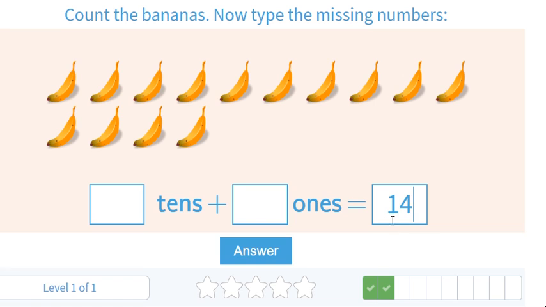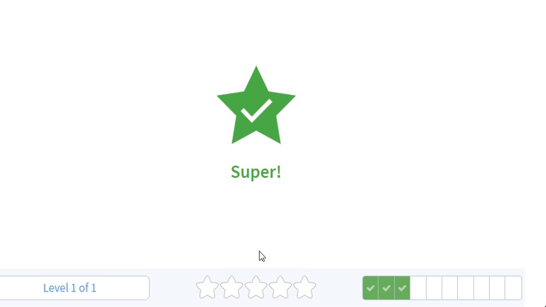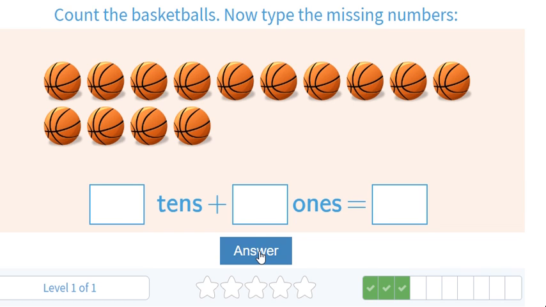So let's take a look here at our number 14. The number 14 is a teen number, and it has one group of 10s and 4 1s. So let's put our one group of 10s here and our 4 1s here. And look at our number. Does it look like a 14 if we put these numbers together? A 1 and a 4, and a 1 and a 4. It sure does. So let's check our answer. Super! We did another great job.